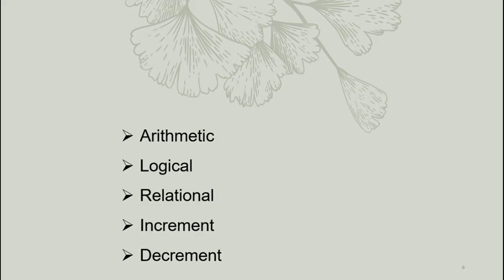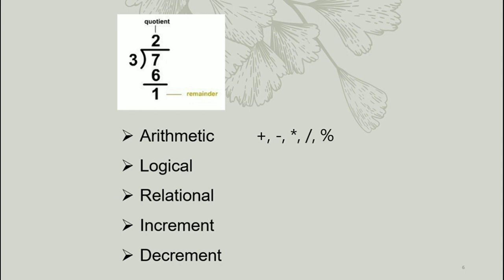Now coming to operators. There are primarily 5 important operators which we will be using in all codes. The first one is arithmetic, and the arithmetic consists of addition, subtraction, multiplication, division and modulo. You all know about the first three operators, but there will be a confusion between division and modulo. To clarify that, see this example.